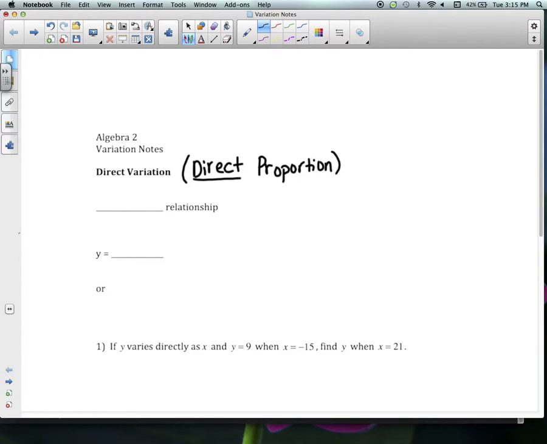So what that means when we get later into this is we're going to be setting up proportions. A direct variation is a linear relationship. So if you think linear, we're thinking y equals mx plus b. But this is going to be where b is equal to 0. Now instead of using m, we're going to use k. K is a variable that we use for what's called a variation constant.